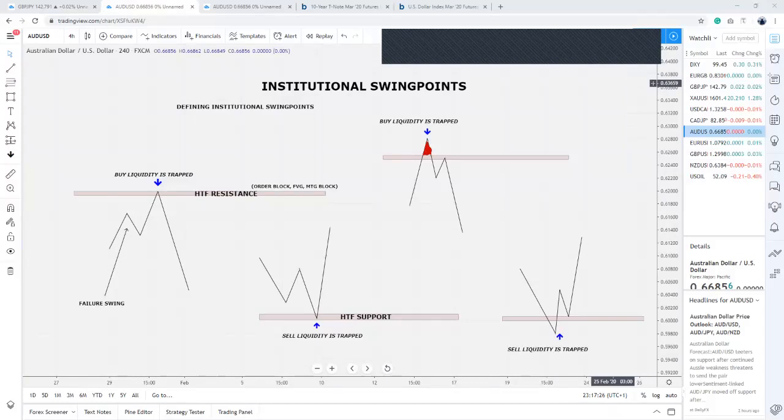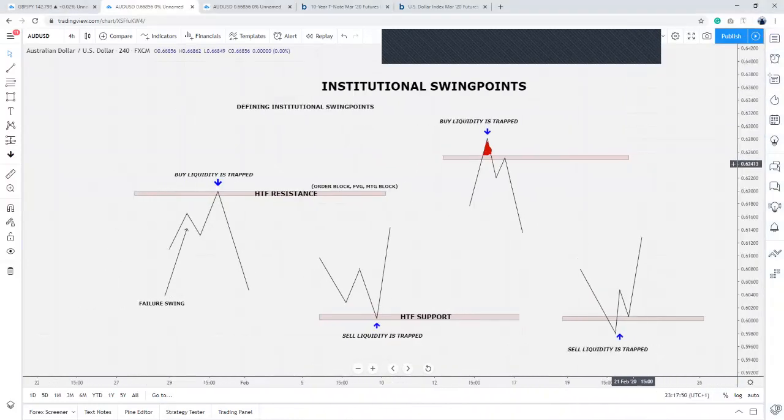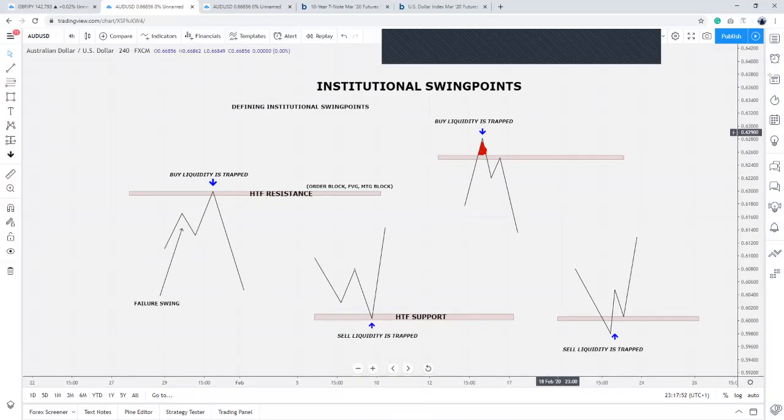Today I'm going to cover the third part of our series. Today's focus is institutional swing points, and I'm going to make this quick and direct so we can get to more topics regarding institutional trading. Let me quickly remove this, and we're good to go.